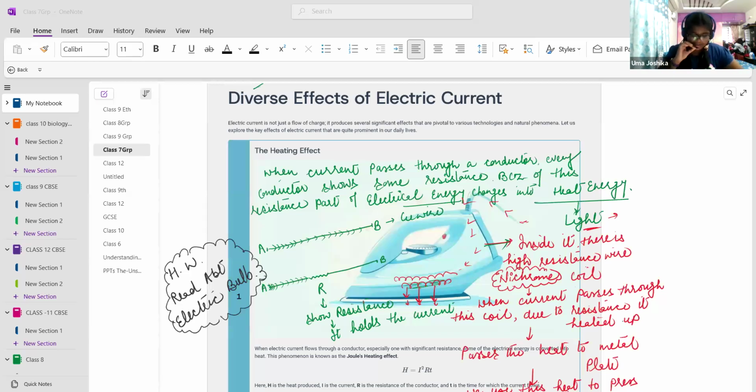Ma'am, it has 5 main parts: glass bulb, filament, inert gas, metal base, and that's all, ma'am. And how it works? Ma'am, it works when current flows through it. The tungsten gets heated up and it produces light, ma'am. Okay, very good.